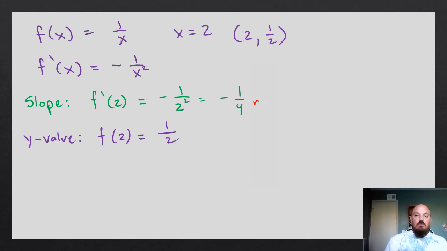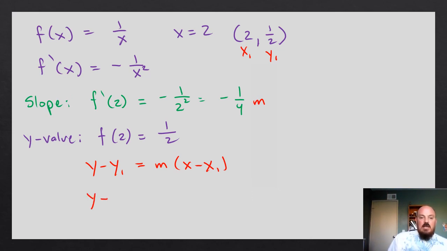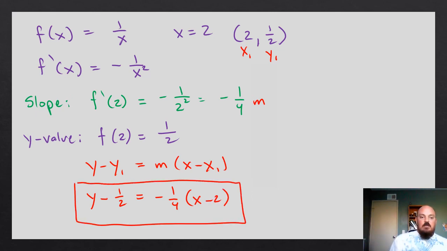The negative 1/4 is m, the 2 is the x1, and the 1/2 is y1. So we use point slope form. It was y minus y1 equals m times x minus x1, and basically just put the numbers in the right place. So you have y minus 1/2 equals negative 1/4 times x minus 2. Box that up, and that's your answer.